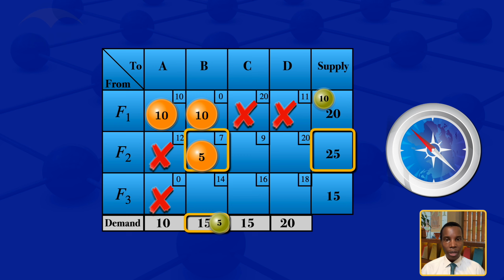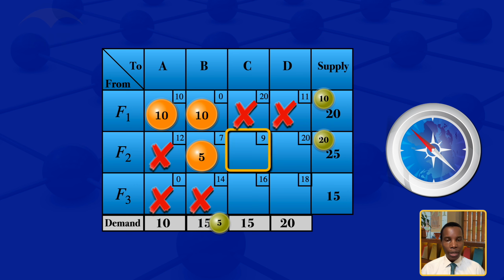But the moment we allocate 5 units, we have now reached the demand constraint for column B. So we can no longer allocate anything more in column B. So I would have to cross out here to indicate we can no longer allocate. And then when we allocated this 5, it will be removed from the 25 supply, so we'll be remaining with 20. And then we go on to the next step, look at the northwest corner cell of the remaining unoccupied cells. So that cell there is this one here.